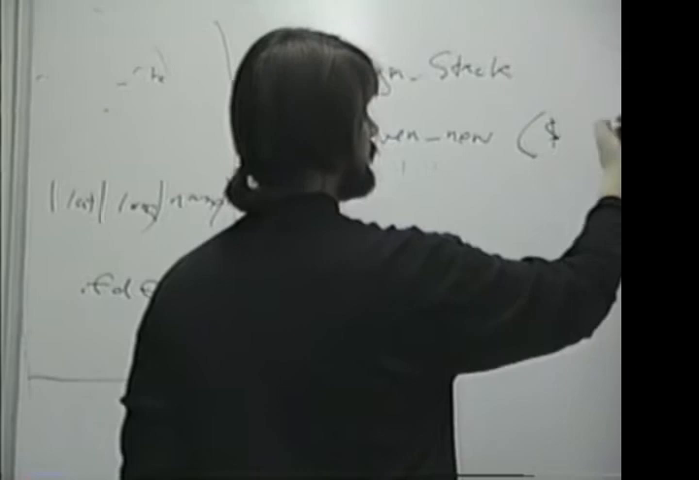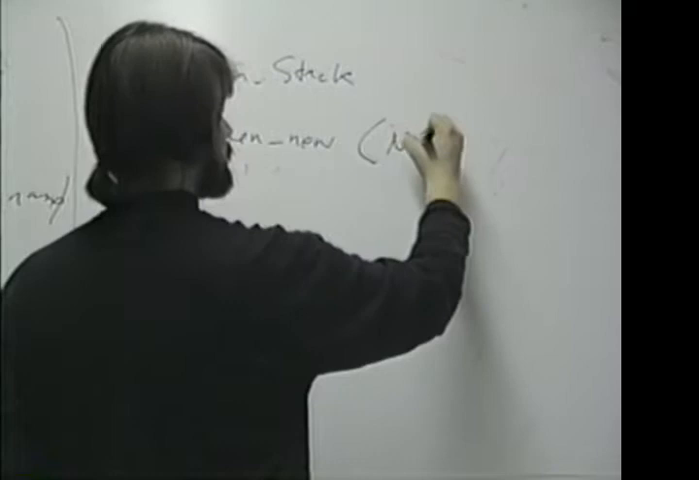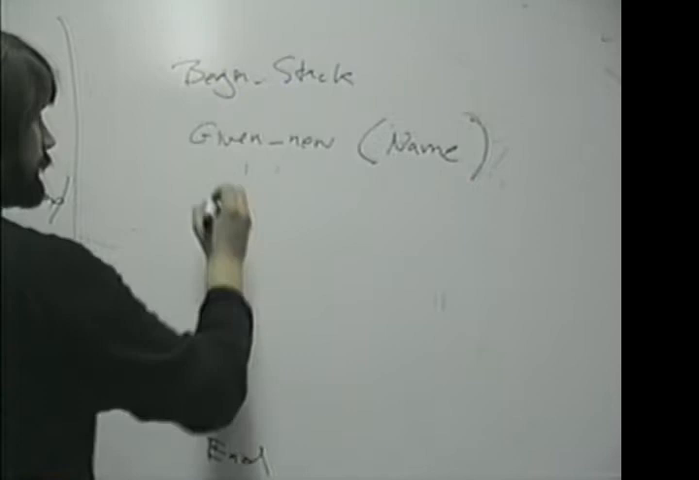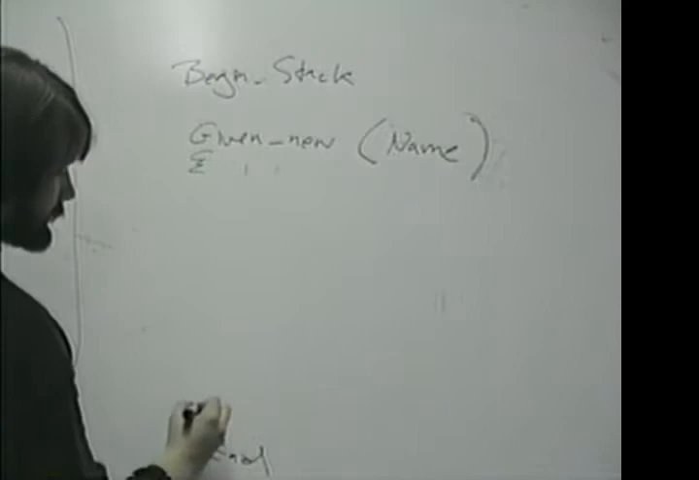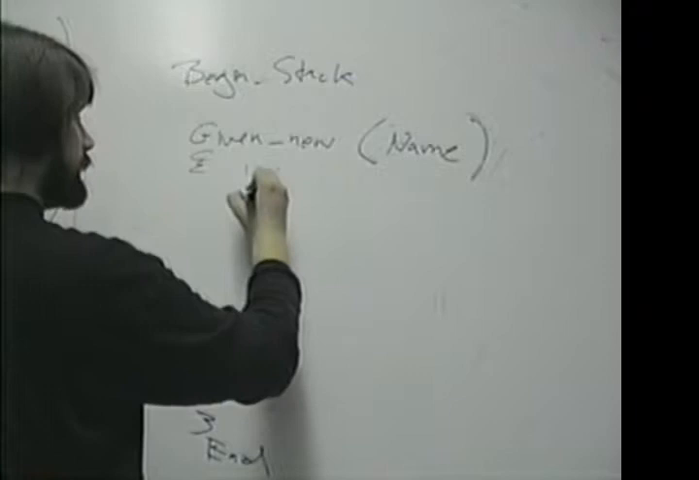make it simple. Give a new name, there's no dollar sign in this syntax. Give a new name. And then there's an open brace, close brace. Give a new name. Create a new card.